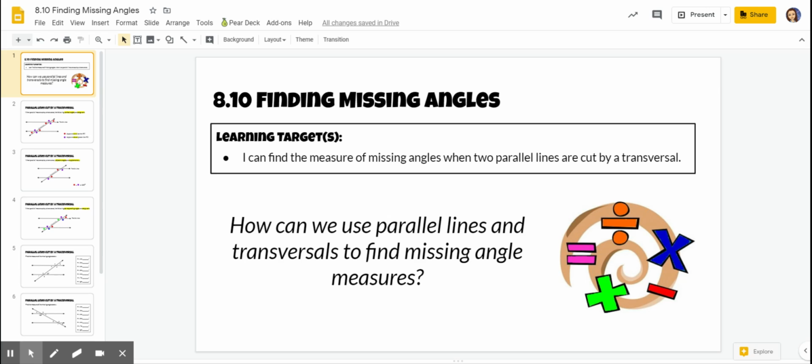Freege, and today we are going to be building on what you learned yesterday about two parallel lines cut by a transversal in order to find the measure of missing angles. So, our learning target for today says I can find the measure of missing angles when two parallel lines are cut by a transversal. And so, yesterday, like I said, you learned a little bit about the different angle relationships that exist when two parallel lines are cut by a transversal.